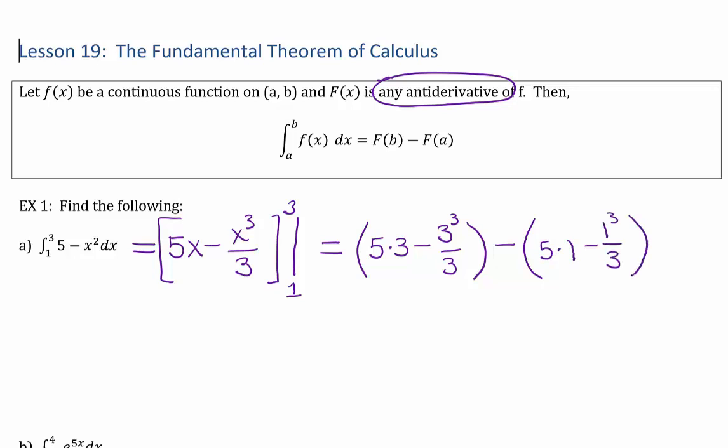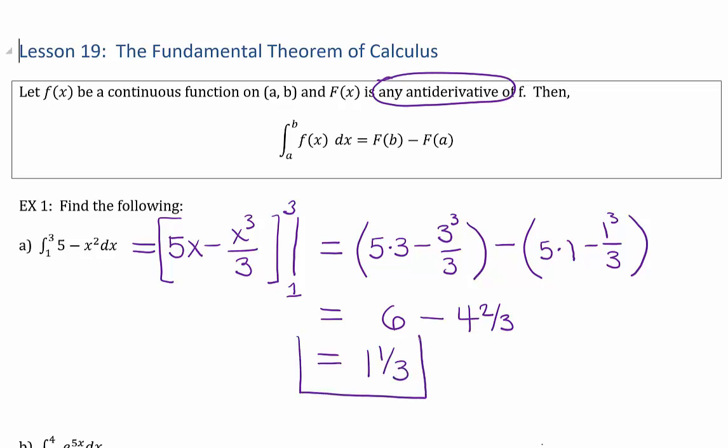Okay, so finding a definite integral is now very similar to finding our indefinite integrals. We just have this extra step of plugging in these numbers, these bounds of integration. All right, 5 times 3 minus 3 to the third over 3 is 6. 5 minus a third is 4 2/3. 6 minus 4 2/3 would be 1 1/3. Or you could write that as 1.3 repeating.